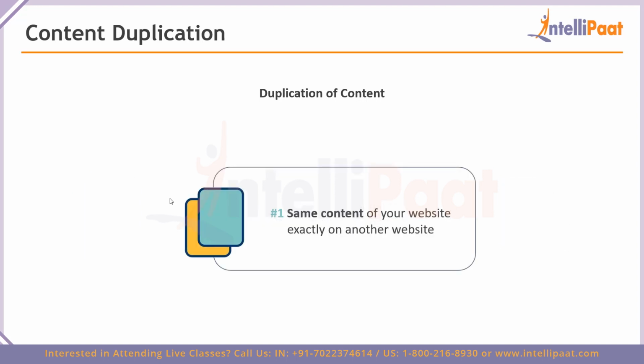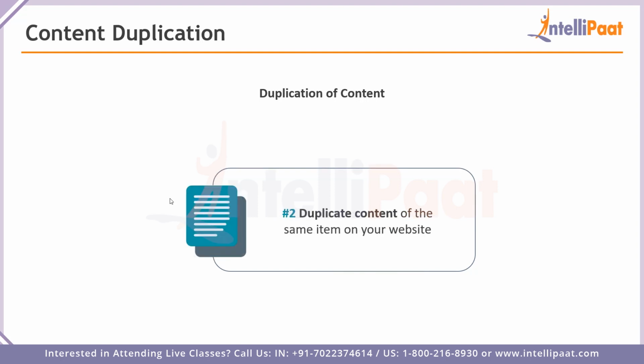Now, there are two types of content duplication that you might see. One is the same content on your website but on another website. If you're providing course certifications like us, we cannot have two brand names with the exact same content on our website, one being intellipaat.com and the other one being something else. No, that would be illegal, right? That's exactly what number one talks about.